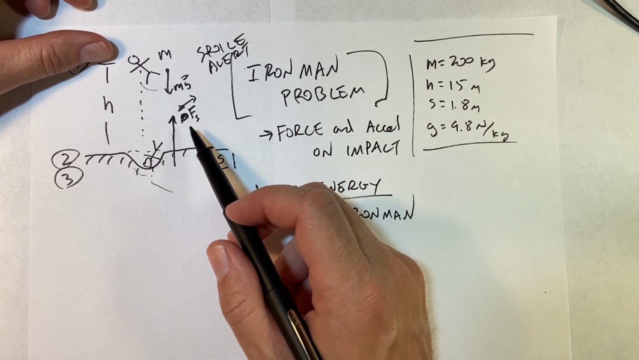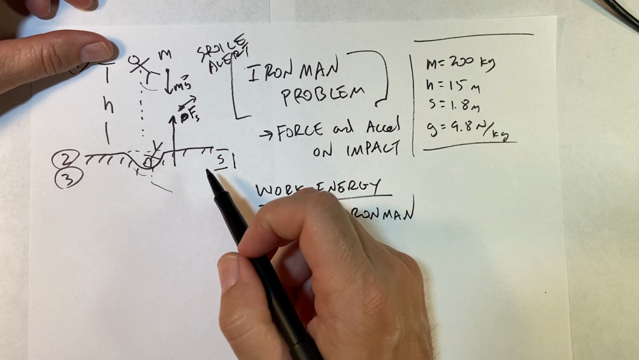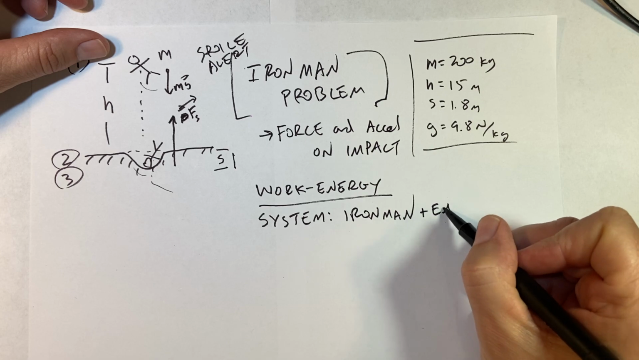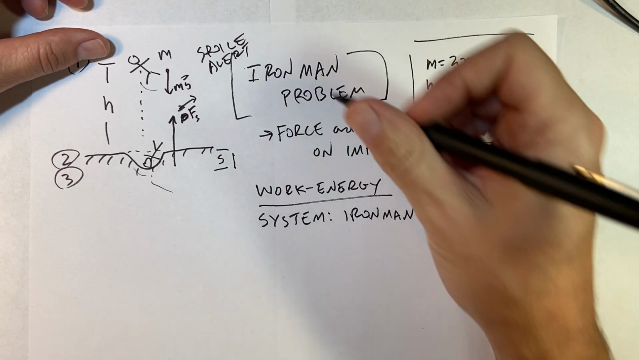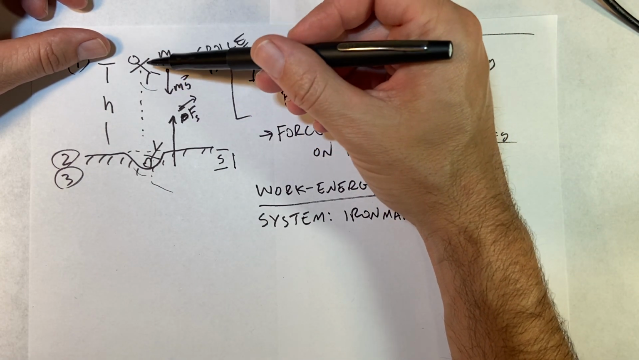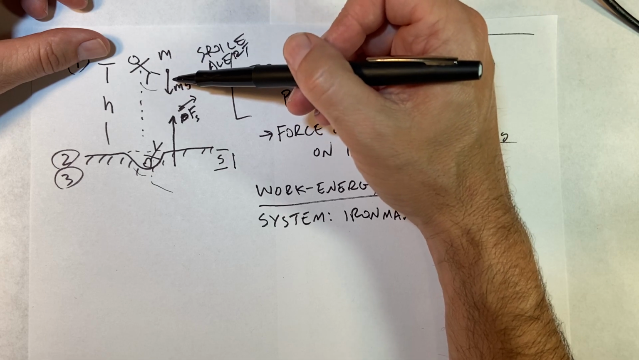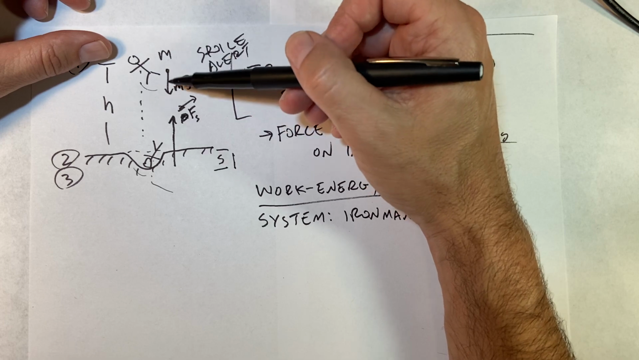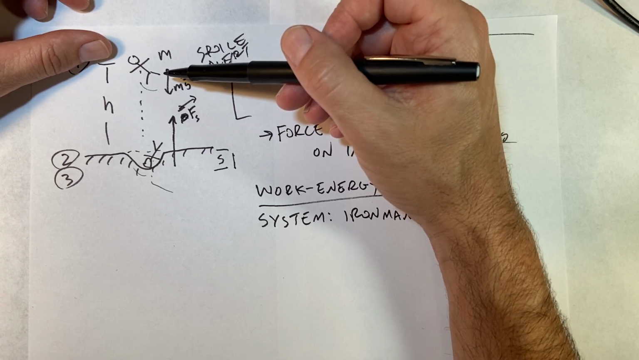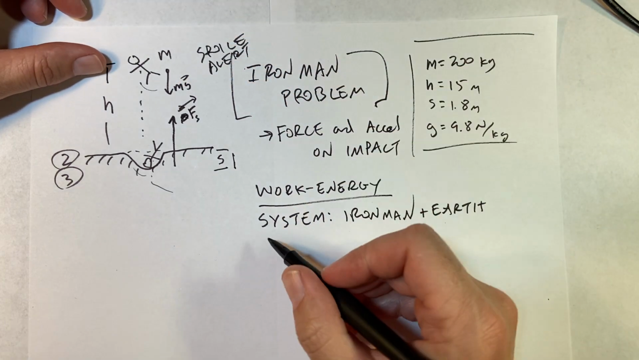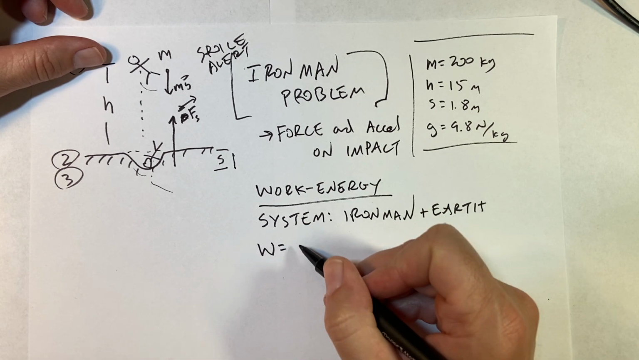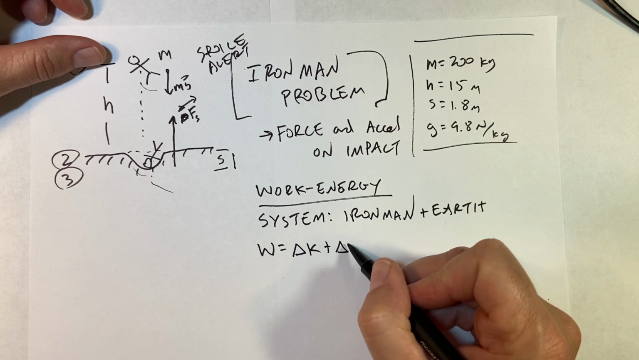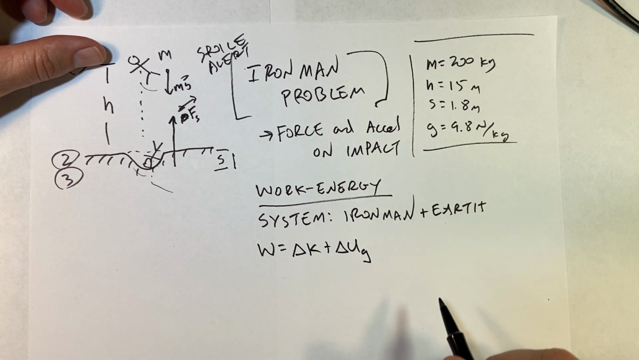But I think in this case, it's probably easier to say the system is Iron Man plus the Earth. In that case, there is no external gravitational force on them because that's part of the system. So I'm not going to have work done by gravity. I'm instead going to have a gravitational potential energy. So this is going to be my work energy equation. The work is the change in kinetic plus the change in gravitational potential.